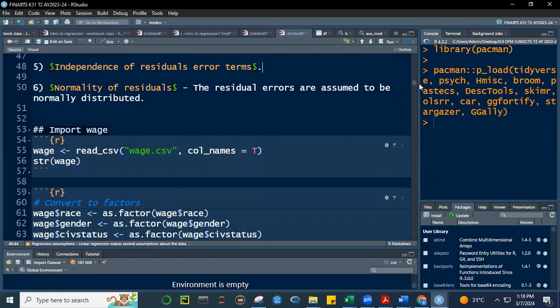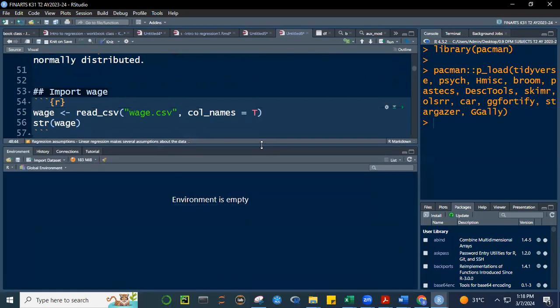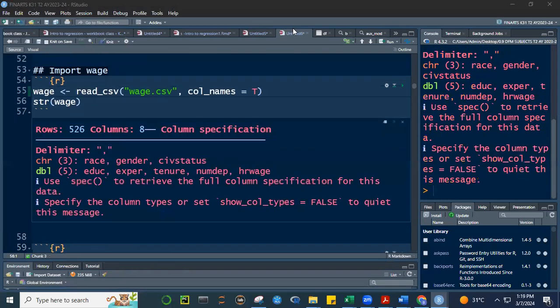Let's first import. We have already done this in the past. So I'll just import wage. I deleted it earlier, so I'll just run the first one. I won't get the structure anymore. So we have done this in the past.